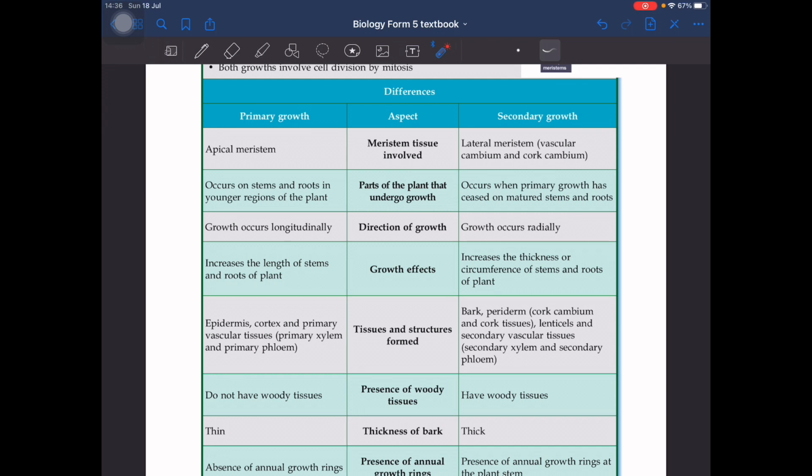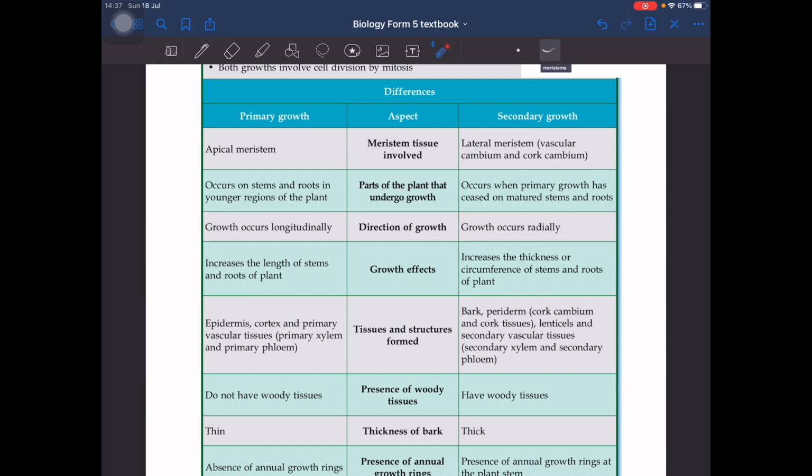Okay. And then moving on to the parts of plants. In primary growth, it would involve both stems and roots in the younger regions of the plants, because those are the areas where the cell division is the most active, apical. And then secondary growth is where the primary growth has ceased. Okay, so on matured stems and roots. So for secondary growth to start, the plant itself has a mechanism where it sort of detects the primary growth has stopped, so it starts on the secondary growth.